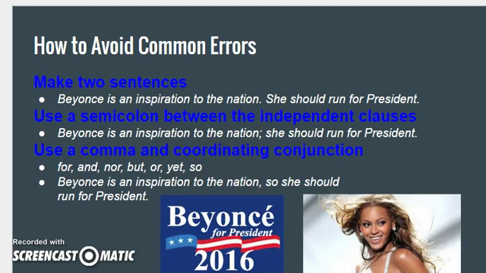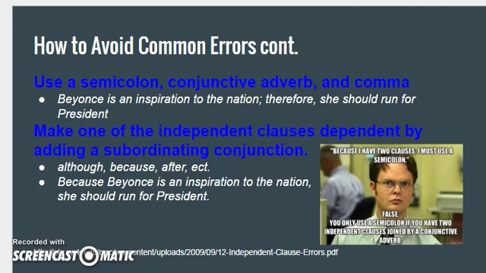One could also avoid these errors by using a comma and a coordinating conjunction. You must be sure that you pick a coordinating conjunction that appropriately shows the connection. The coordinating conjunctions are for, and, nor, but, or, yet, so. An example of this is, "Beyonce is an inspiration to the nation, so she should run for president."